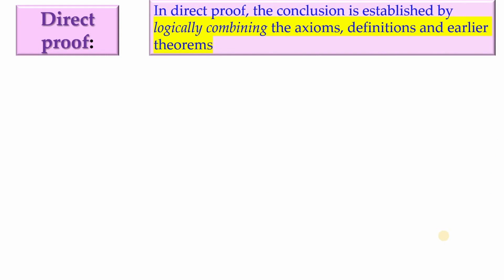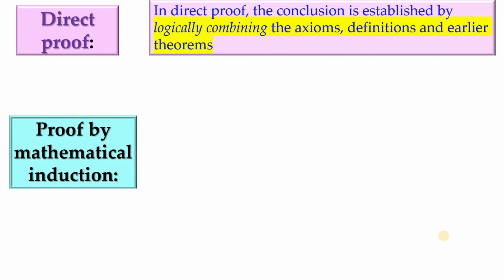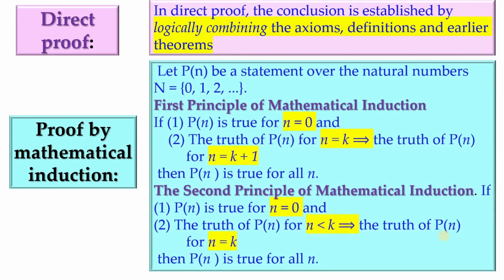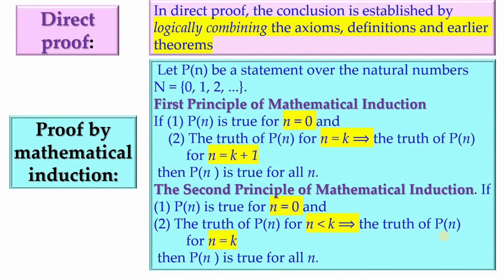Now, direct proof. In direct proof, the conclusion is established logically combining the axioms, definitions, and earlier theorems. Proof by mathematical induction. Suppose P of n is a statement over the natural numbers. If we are using the first principle of mathematical induction, then we have to check whether P of n is true for n equal to 0, and the truth of P of n for n equal to k implies the truth of P of n for n equal to k plus 1. Then P of n is true for all n.